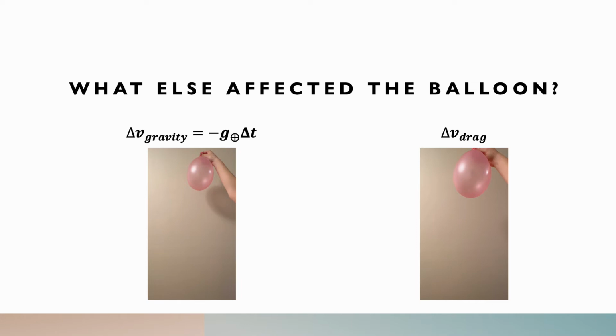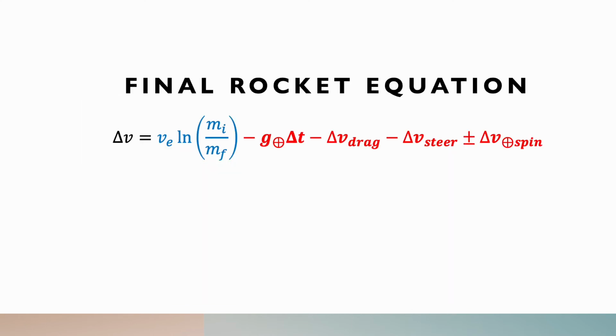This next video demonstrates how with no thrust, the balloon falls to the ground because of the gravitational force acting on it. Then the next video shows that if I push down on the balloon, it slows down towards the end of its fall due to the drag force. In the case of a real rocket though, air resistance wouldn't be nearly as strong as the force of gravity. Finally, these forces are all combined to make the final rocket equation.